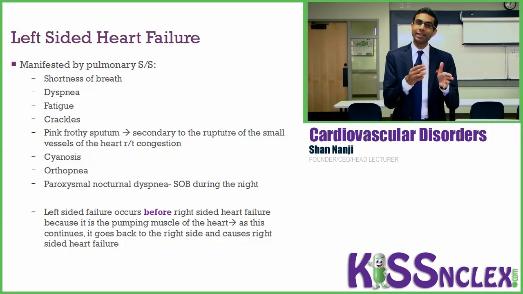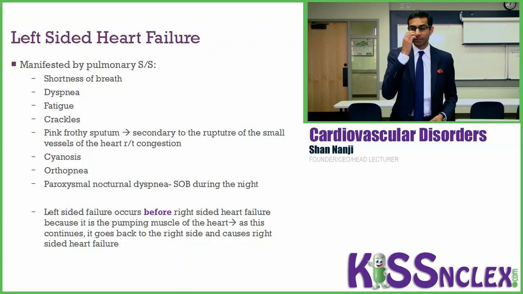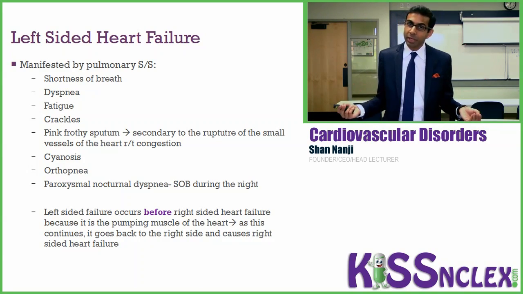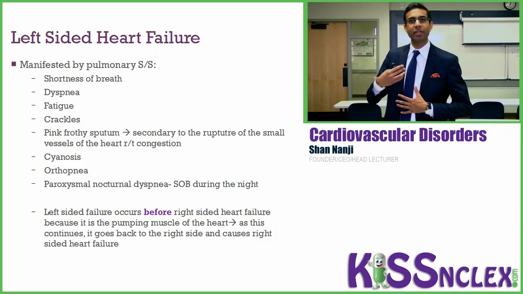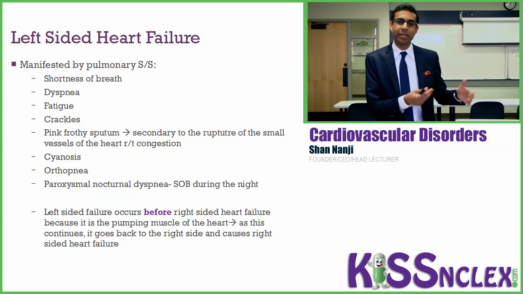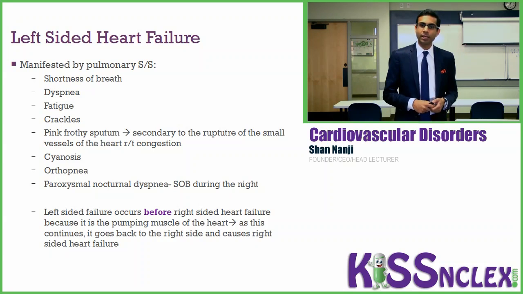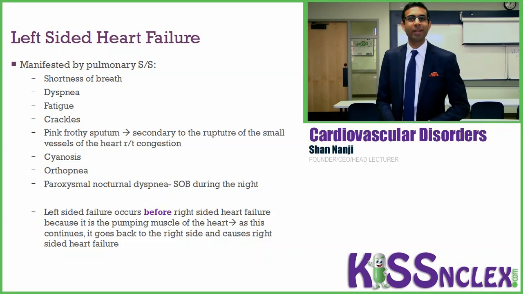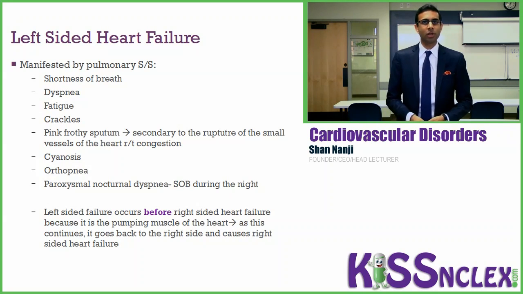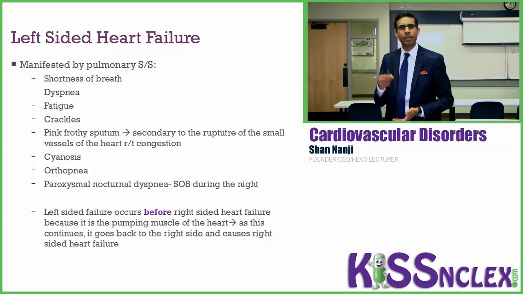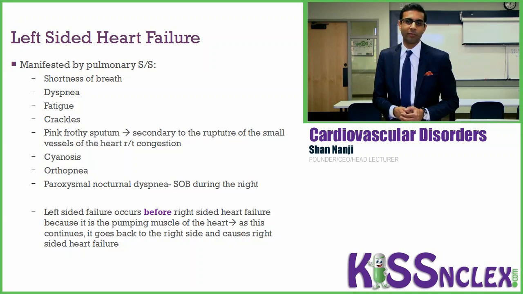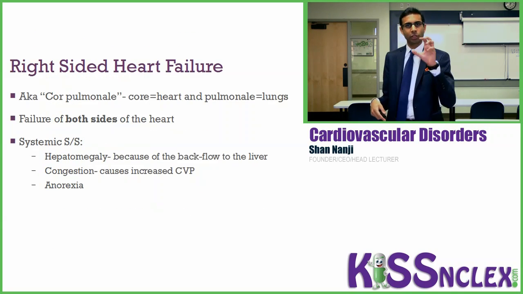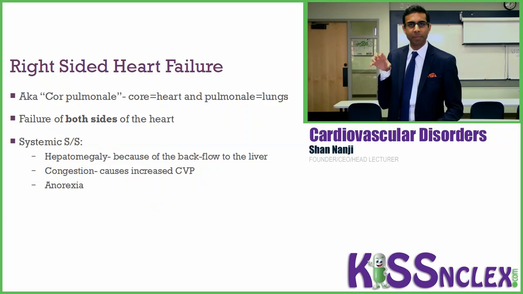Cyanosis, because the left, L for lung, signs and symptoms are related to breathing and oxygenation. So now you're not having adequate oxygenation, leading to cyanosis. And orthopnea, that's another one. And then paroxysmal nocturnal dyspnea, that just means you're short of breath at night. So if you see lung-related symptoms, think L for lung, L for left, and that's left-sided heart failure that presents with lung-related symptoms.